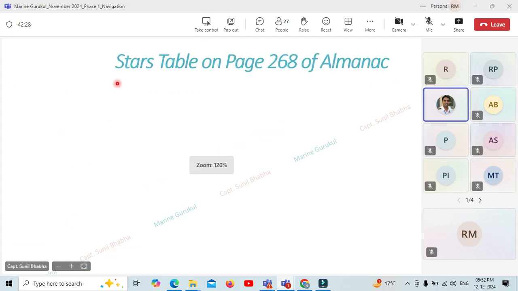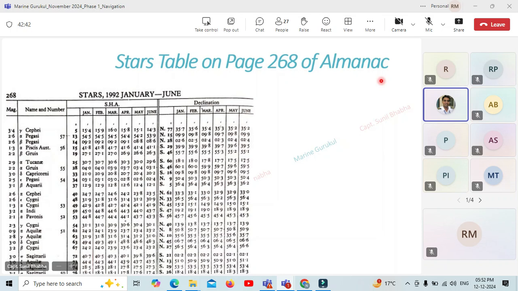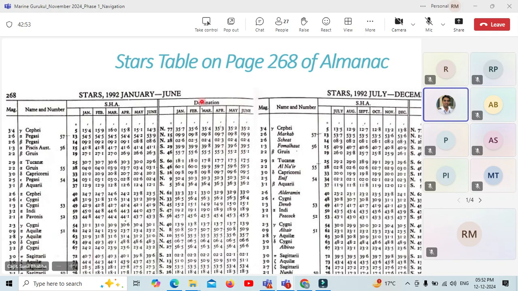Now, going further, we need to be familiar with the stars information table given on page number 268 of the 1992 almanac. Let's have a look at that table. We have the left hand side page of the table. This is page number 268 of the almanac. And on the right side is the right hand side page of the stars table, that is page number 269.